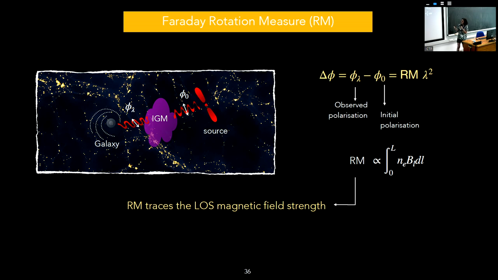So the Faraday rotation effect is, when polarized emission from a source passes through magnetized plasma, its initial polarization plane is rotated. And this is the Faraday rotation effect. And this change in the polarization plane is proportional to the so-called rotation measure and observed wavelength squared. And the rotation measure itself is an integrated quantity of electron number density and line of sight magnetic field strength, and therefore traces line of sight magnetic fields.